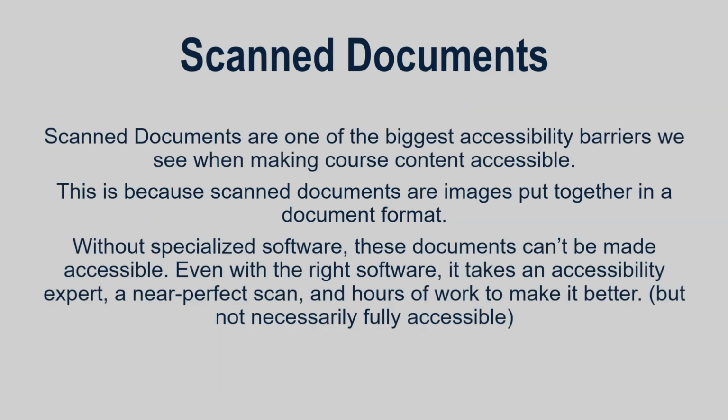Scanned documents are one of the biggest accessibility barriers we see when making course content accessible. This is because scanned documents aren't really a document, but are images put together in a document format. Without specialized software, these documents can't be made accessible. And even with the right software, it takes an accessibility expert, a near-perfect scan, and sometimes hours of work to make it better, but not even necessarily fully accessible.